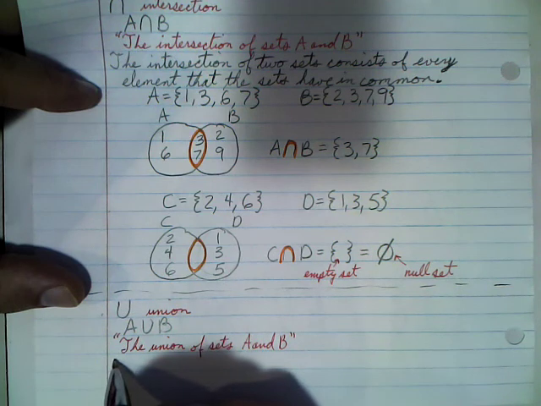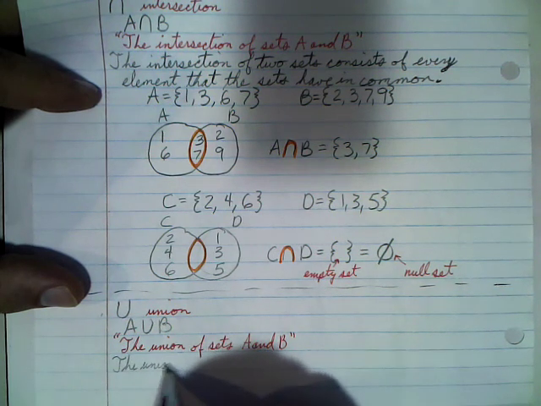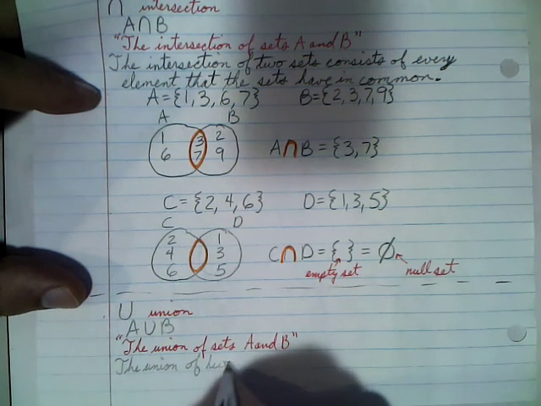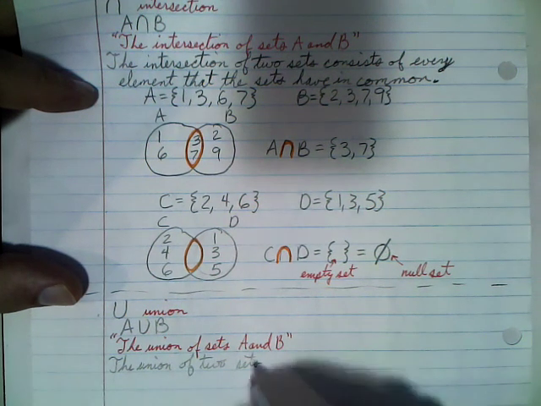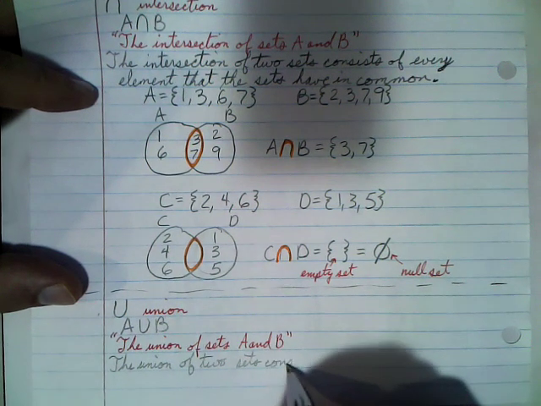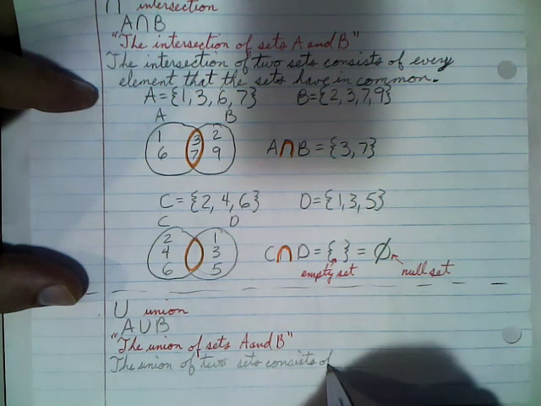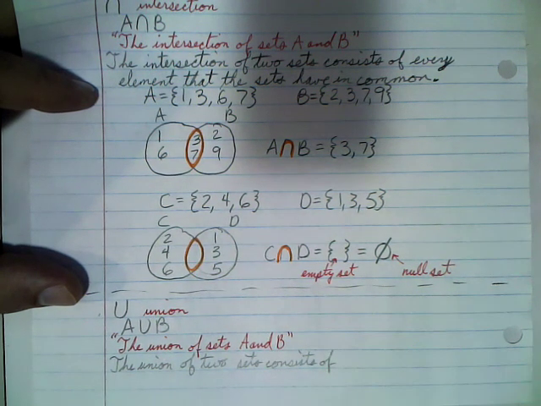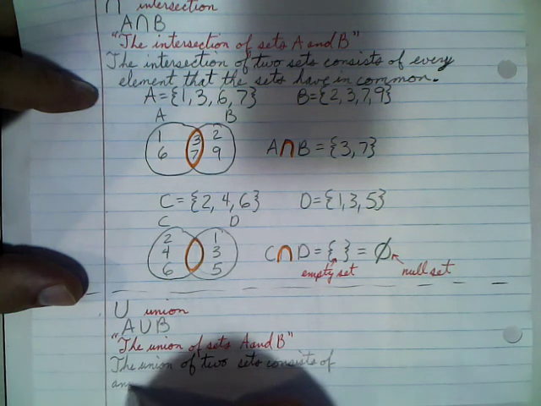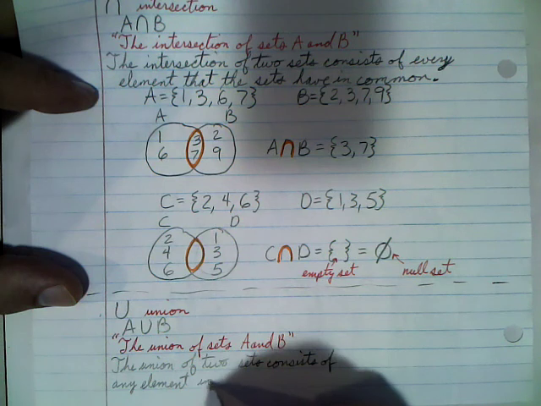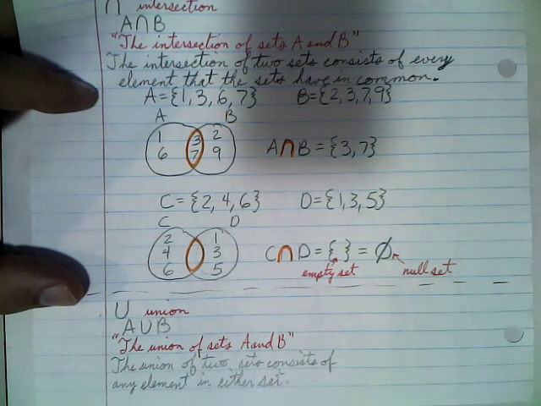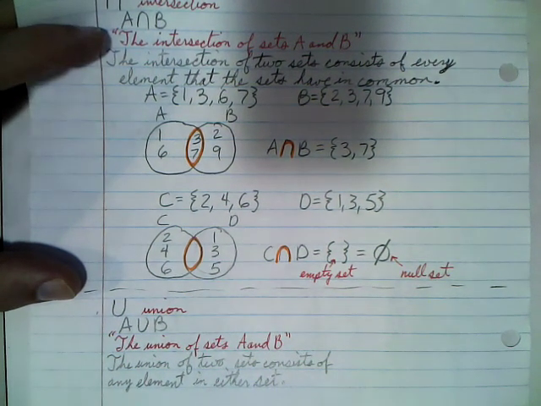And the union of two sets consists of, and I want to leave this space here for an example, consists of any element in either set. So in other words, if that element is in either one of the sets, it's also part of the union.